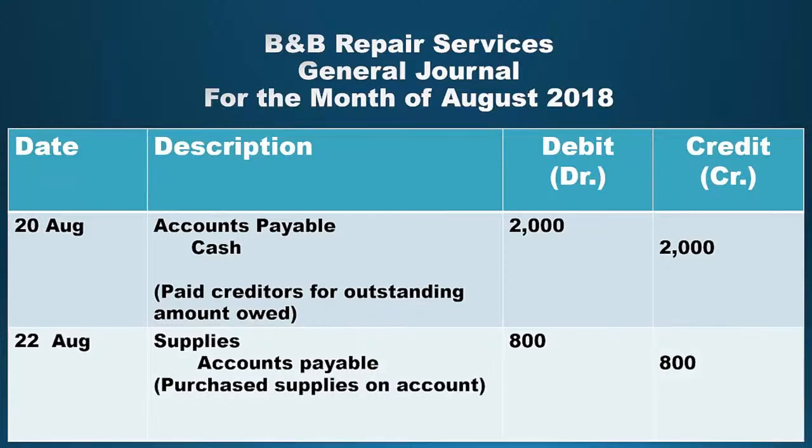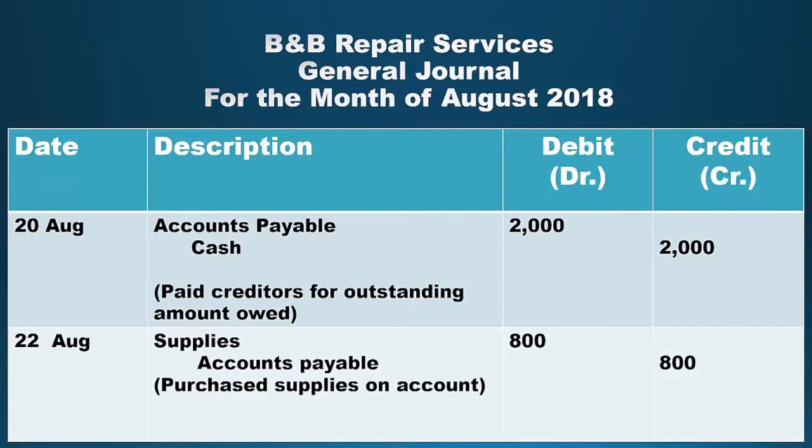August 22nd, purchasing supplies on account. Step 1. What happened? The company purchased $800 worth of supplies. They didn't pay cash at the time of purchase. Instead, the amount is owed to the supplier, meaning it was purchased on account. Step 2. Which accounts are affected? Supplies increases because the company is adding to its inventory of supplies. Accounts payable increases because the company now owes this amount to the supplier.